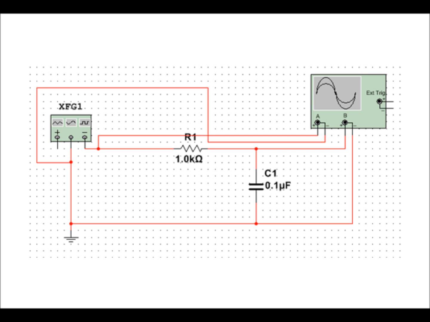Here's a diagram of the RC circuit that we use in this lab. As you can see, we have a 1 kilo ohm resistor in series with a 0.1 microfarad capacitor and an oscilloscope reading the Vin and the voltage across the capacitor.